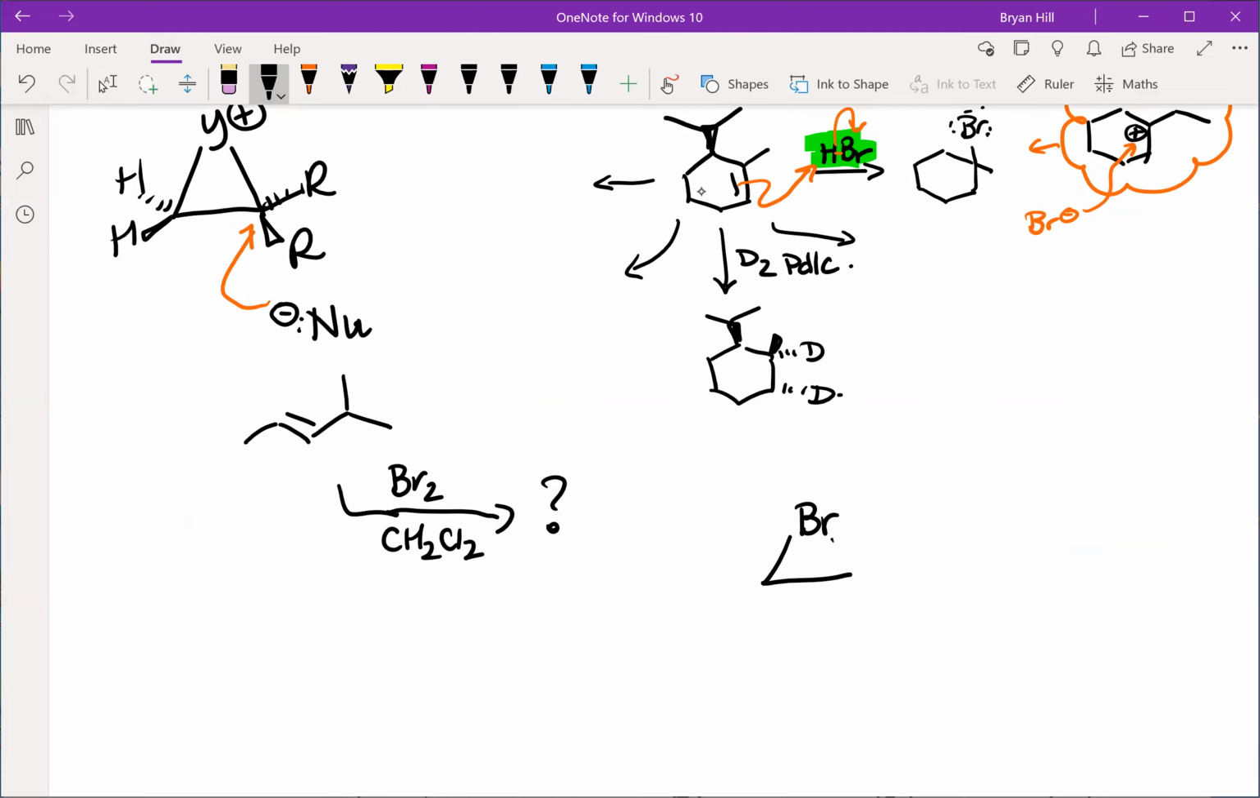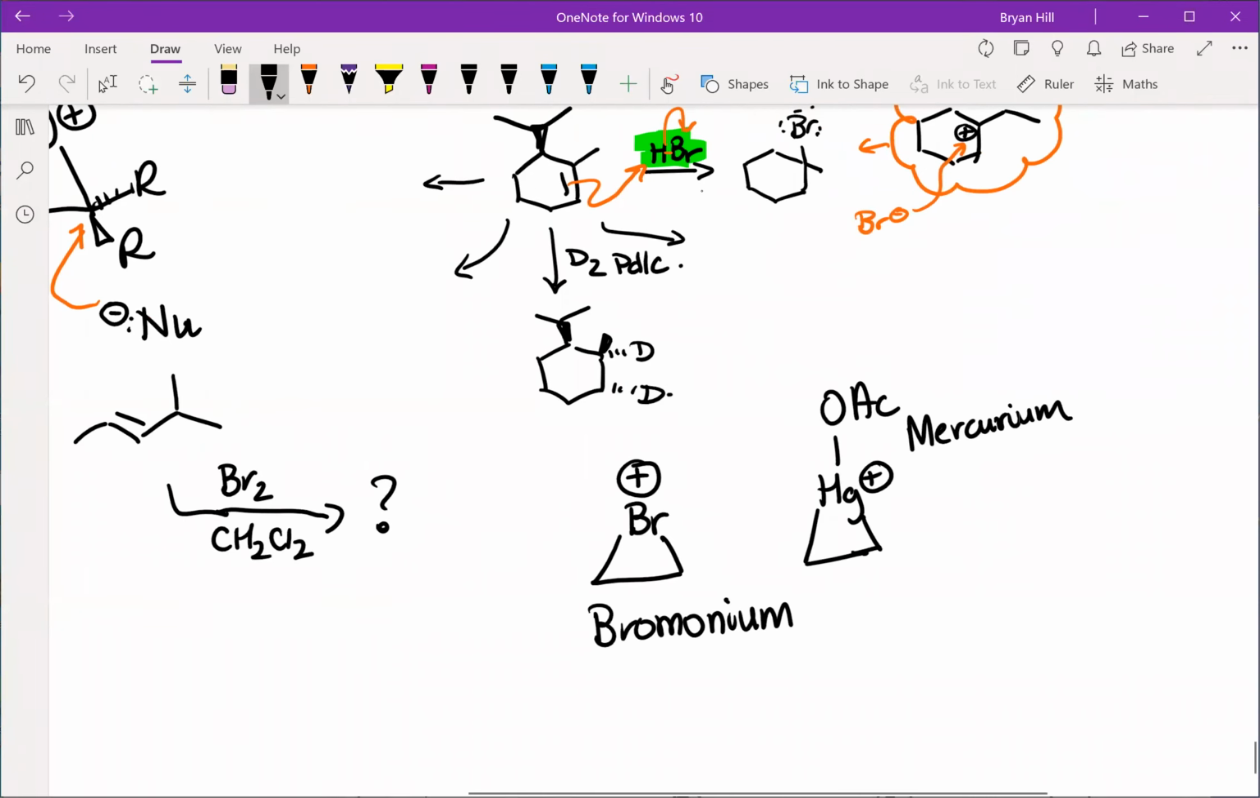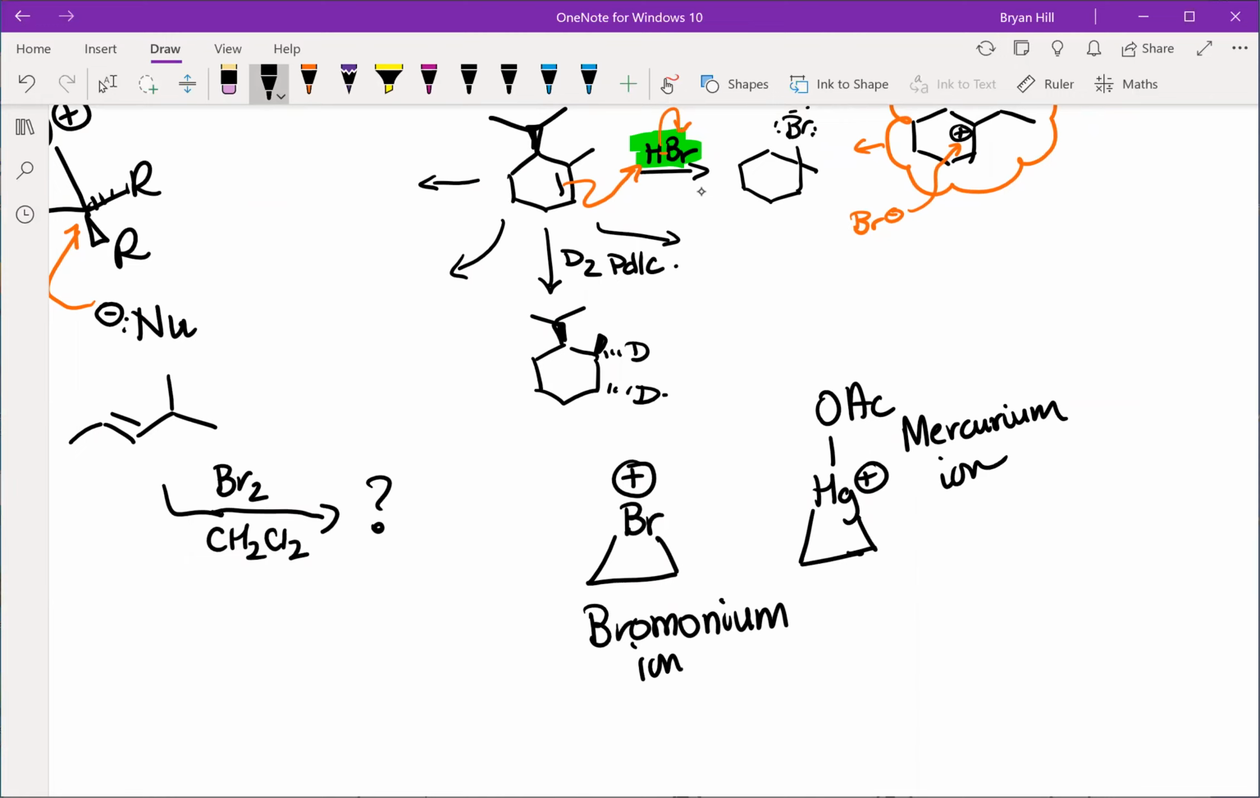But those three reactions, the three structures, were as follows. The bromonium, the mercurium, and last but not least, an epoxide that had been protonated. So protonated epoxide. So the nice thing is that all three of these behaved in a similar way.